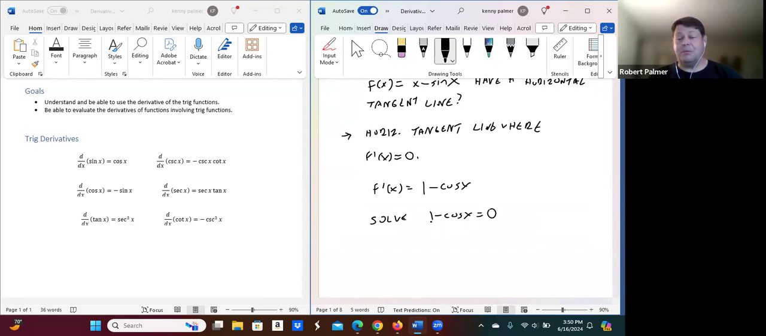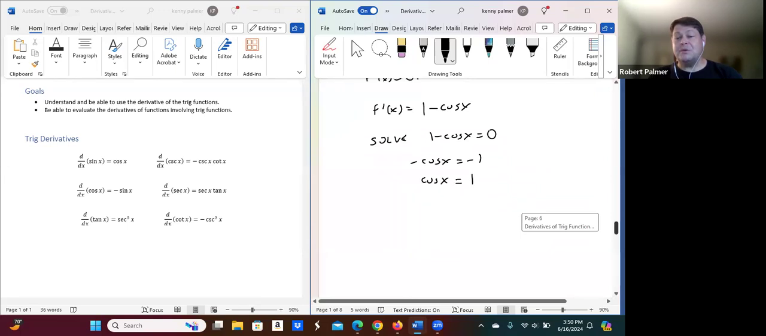And so this is a trigonometric equation. So first get the cosine part by itself, subtract 1 from both sides. And so we have negative cosine of x is equal to -1. And we'll divide through by -1, and we have cosine of x is equal to 1. Okay. Now, remember, where is cosine equal to 1?